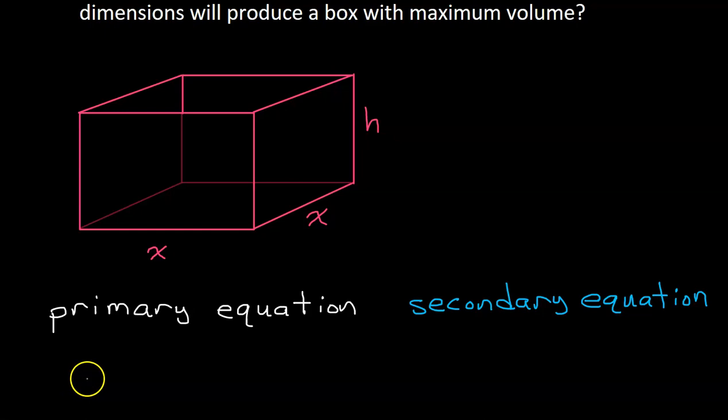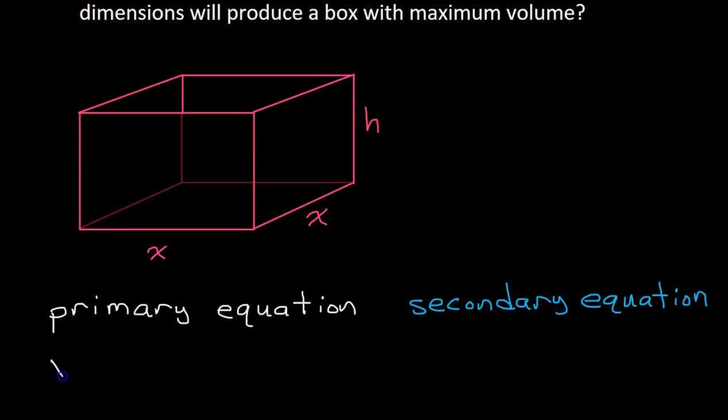When you solve an optimization problem, you will usually write a primary equation and a secondary equation. The primary equation will represent whatever it is that you're trying to maximize, in this case volume. The secondary equation will reflect some additional piece of information that you're given.